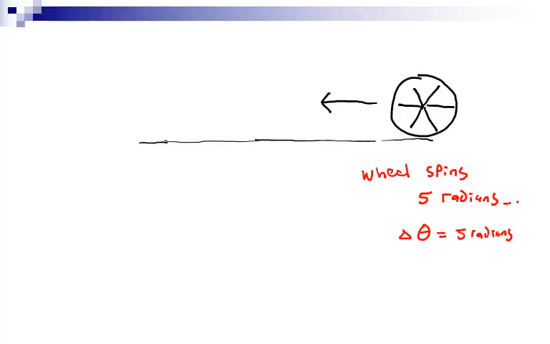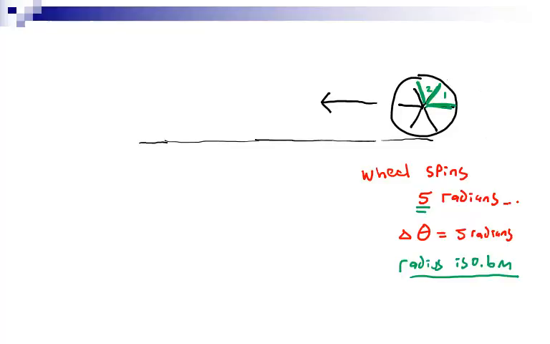So let's say the wheel just spins a total of 5 radians, and so theta is 5 radians here as it goes from right to left. And let's say the radius is 0.6 meters. So remember that the radian is the angle that a circle makes if the arc length matches the radius length. So the radius length here should be 0.6, and then the arc length here would also be 0.6 meters.